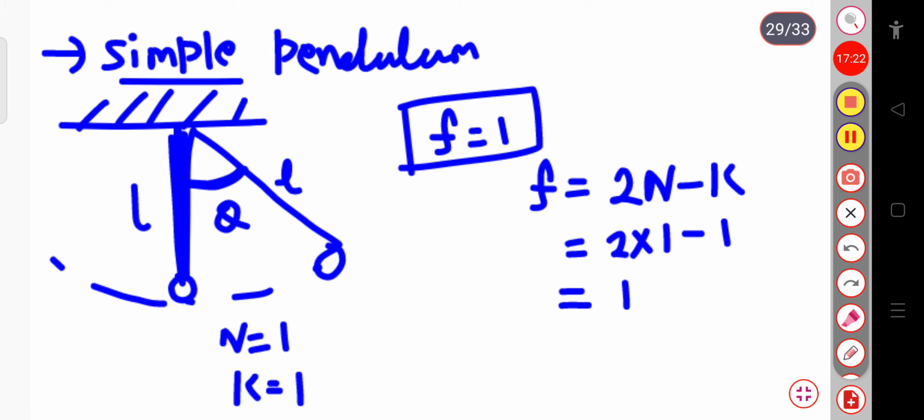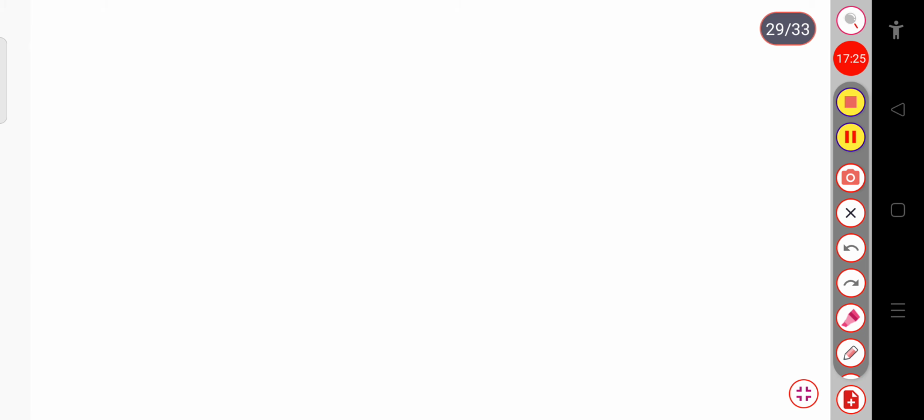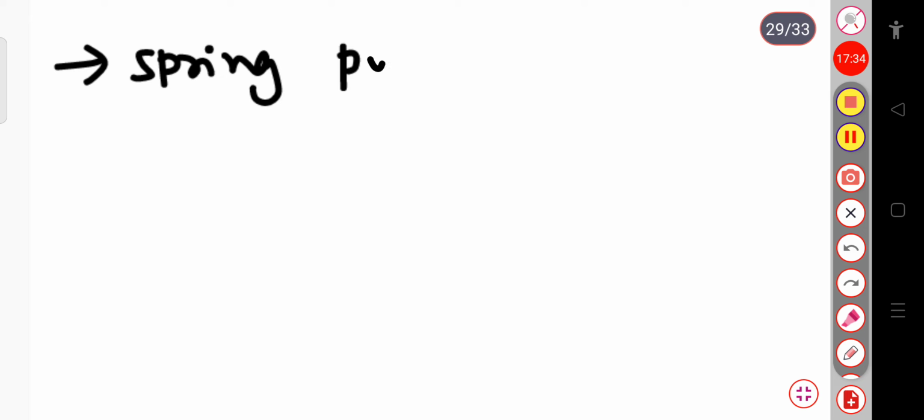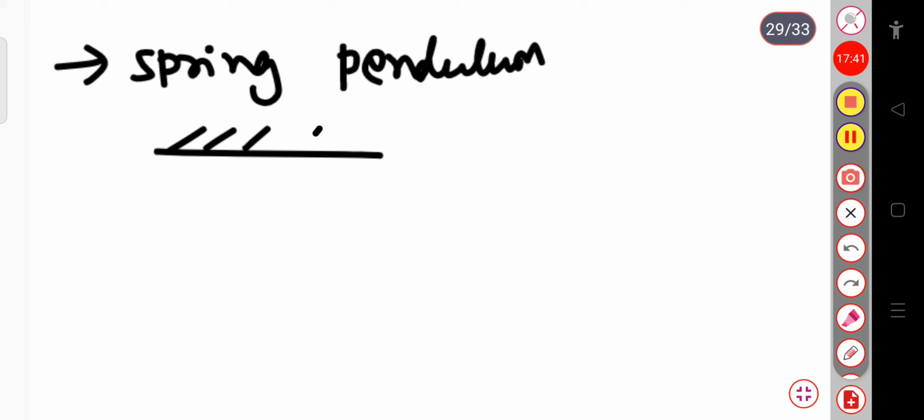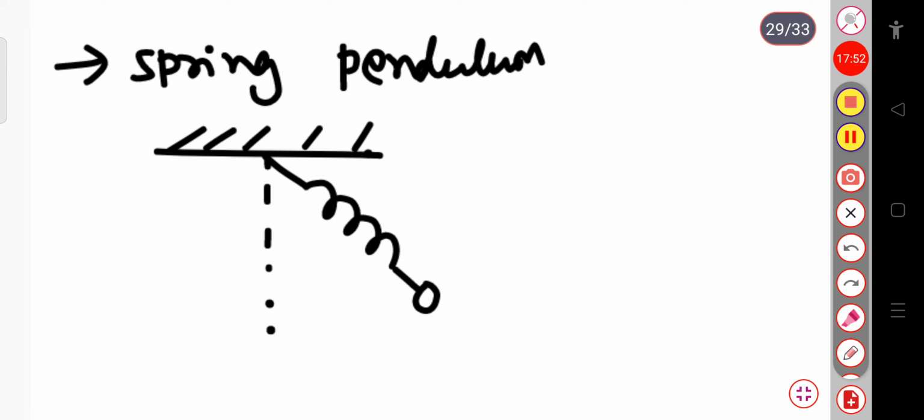But in this case, if I consider a spring pendulum, this is a simple pendulum. If I consider a spring pendulum, suppose here is my spring pendulum. This is the mean position, and here is the bob, and it can oscillate again about this mean position.